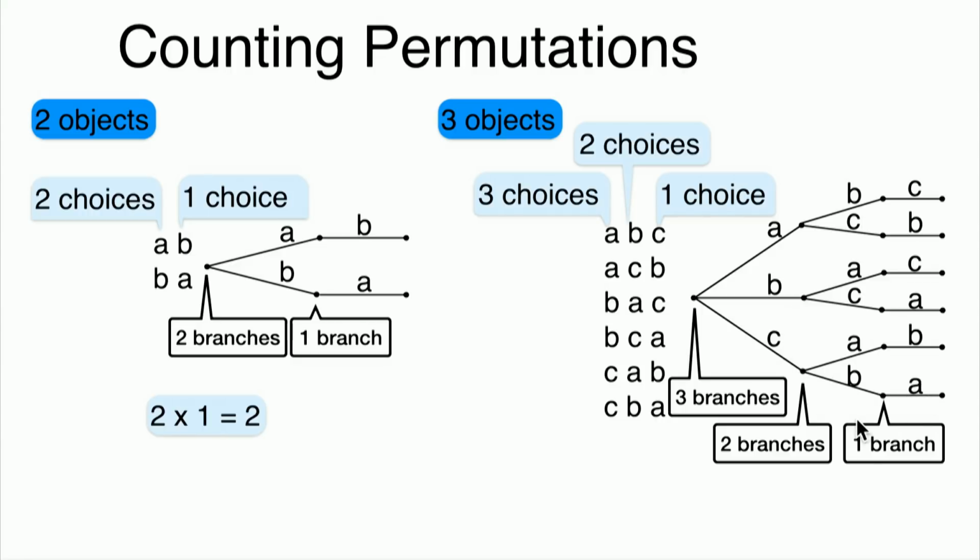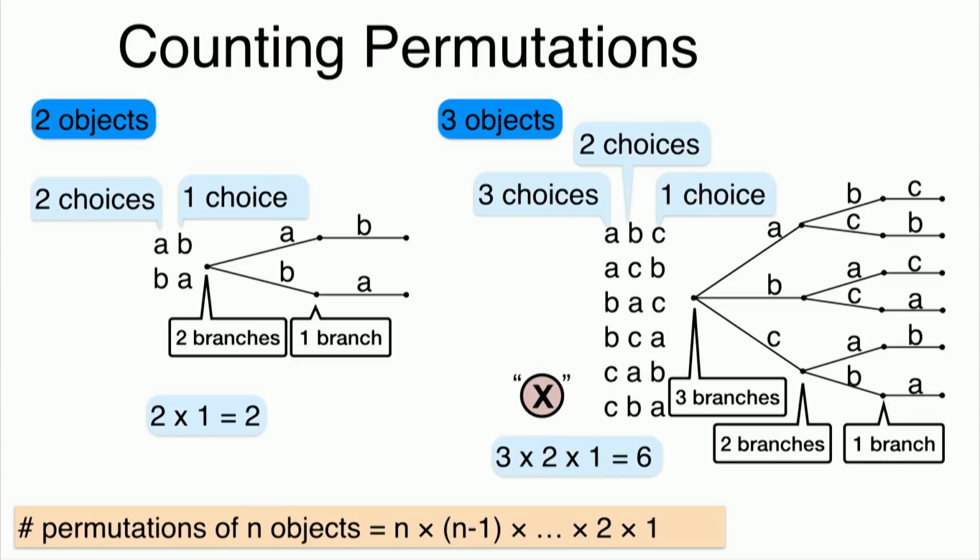So the total number of sequences, or the total number of leaves here, is going to be 3 times 2 times 1, again by the product rule, which is 6. So we're using the product rule again. And therefore, the number of permutations in general of n objects is going to be n possibilities for us to write the first symbol, times n minus 1.